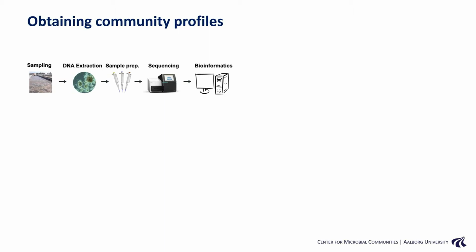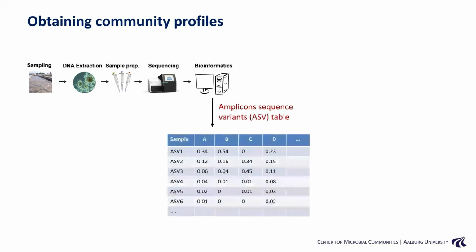So what we're doing is that we first take a sample from our system, from the wastewater treatment plant. Then we do DNA extraction to get the DNA from all these organisms. And then we do some prepping in the laboratory to get it ready for sequencing. And then we sequence a lot of DNA from these organisms. And we do some bioinformatics on it. And what we end up with is a so-called amplicon sequence variant table. So that's parts of these 16S rRNA genes from all the different organisms.